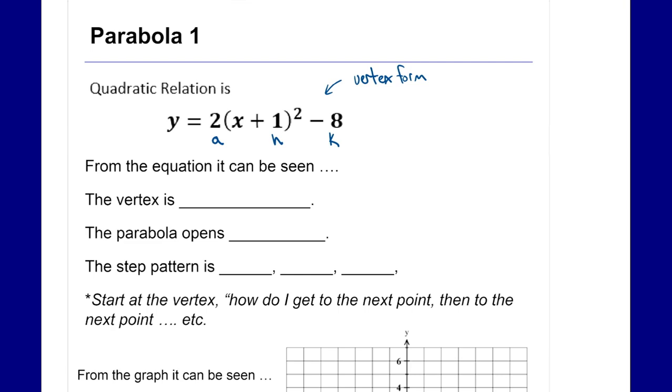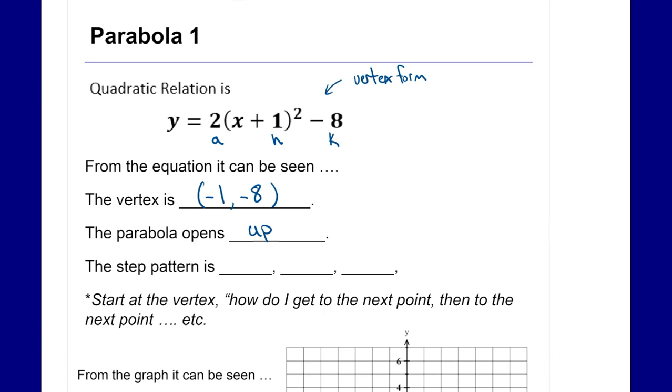So just from this equation, we can get quite a lot of information. The first thing we can get is the vertex, because the vertex is our h and k. Now, however, just keep in mind, we did say that the h value is opposite of what we see in the equation. So in the equation, h appears as positive 1, but that means our h value is actually negative 1. So the h value is negative 1, and our k value is negative 8. The parabola opens up because of the positive a value.